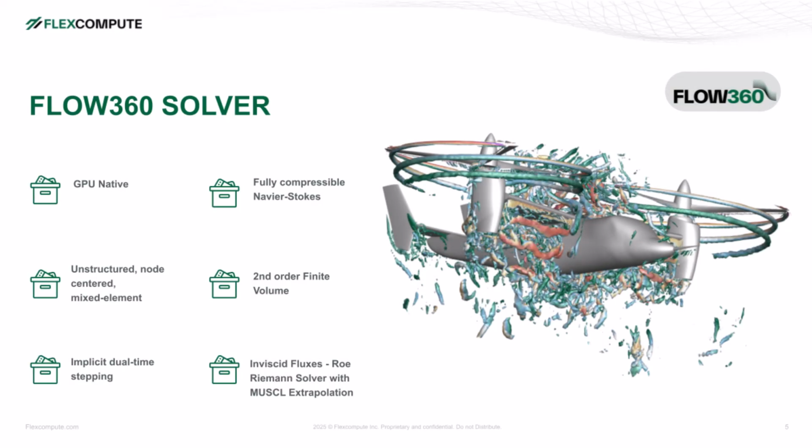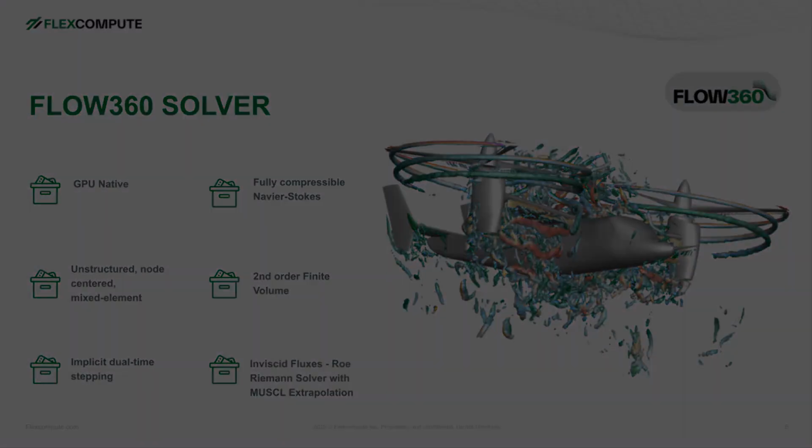Flow360 is a GPU-native, fully compressible Navier-Stokes solver. It uses an unstructured, node-centered approach and supports mixed elements. It's a second-order finite volume solver, using an implicit dual time stepping scheme. For inviscid fluxes, it uses a Roe-Riemann solver with MUSCL extrapolation. Default settings are generally sufficient. You typically won't need to tweak solver parameters.